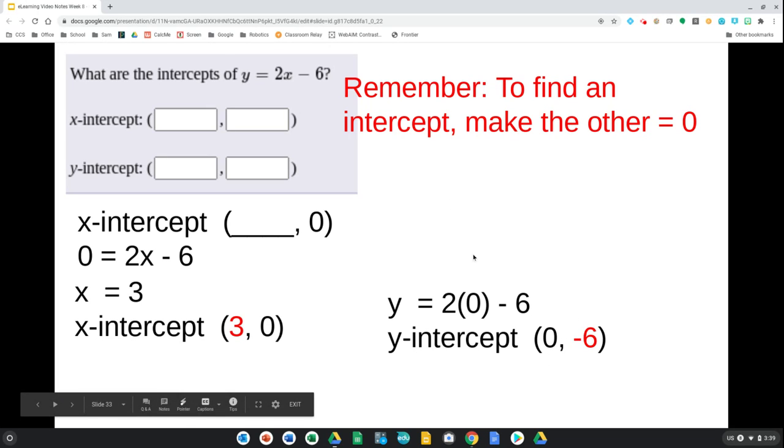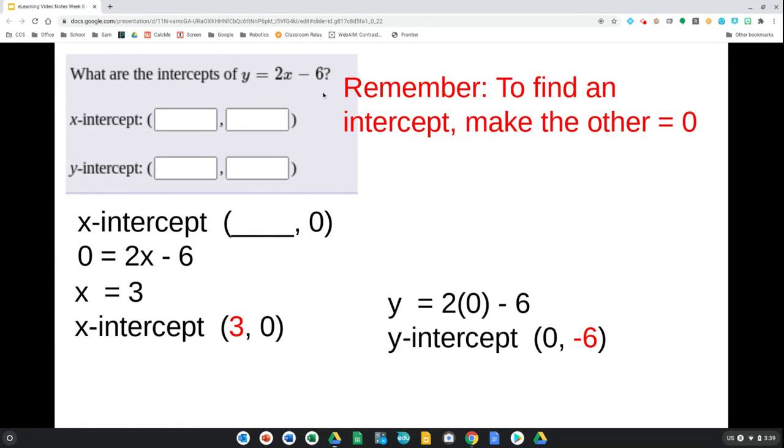You also know that because this equation is in slope-intercept form, that negative 6 is the y-intercept. However, the 2 is the slope. It is not the x-intercept, and that's where some of you make your mistakes on problems like that. So hopefully you'll remember that when you're working on your cumulative review today.